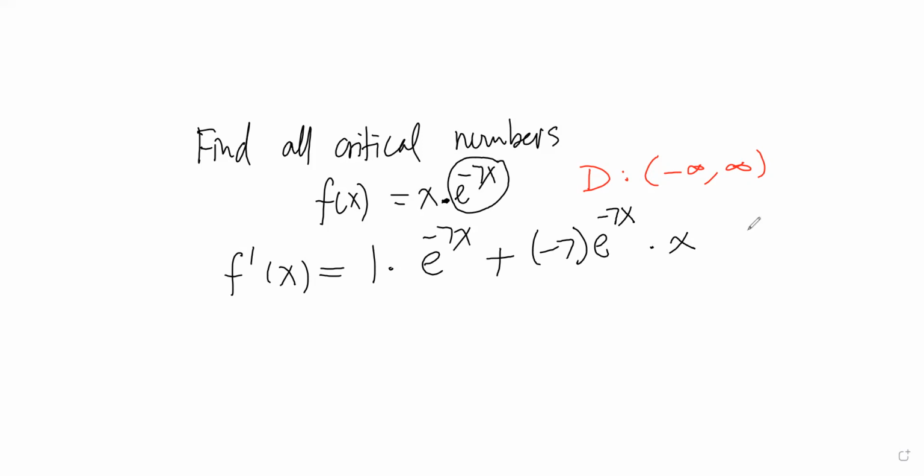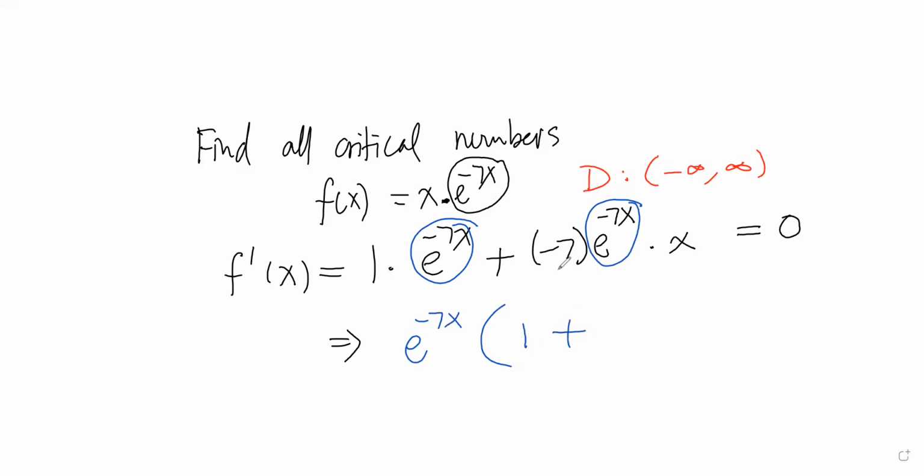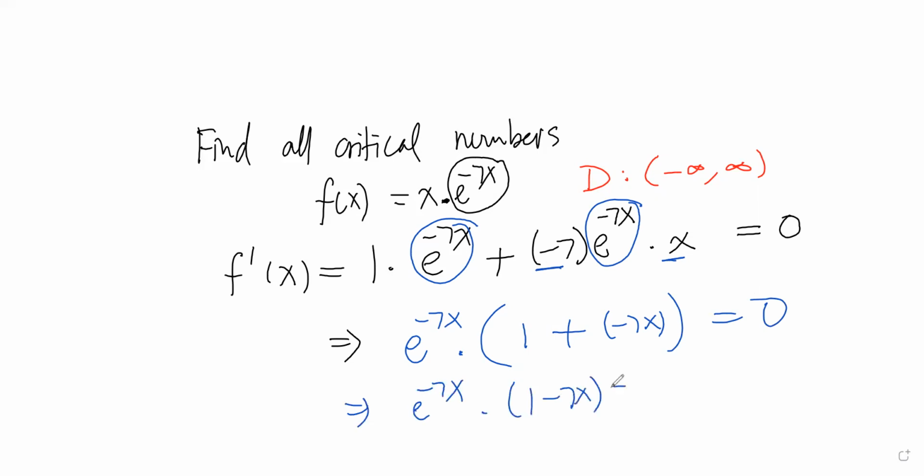Now I just have to set this to 0 to find the critical number. But in order to solve this, we will need to factorize by pulling out the common factor, which is e to the -7x. If you pull this out, you will have 1 left in the first term, plus -7 times x left in the second term, equals 0. Now we have the product e to the -7x times (1 minus 7x).